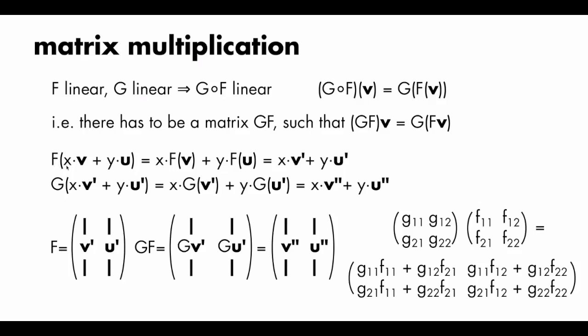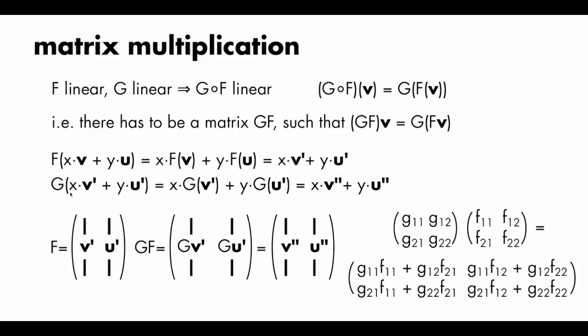So just applying F to some general vector V, and U will be our basis again. And we know F is linear, so F really only cares about the basis vectors. So this is the first step, and we call F of V and F of U, V prime and U prime. And from this expression, we can read off the matrix for F. So it will be F, with V prime and U prime as the columns.